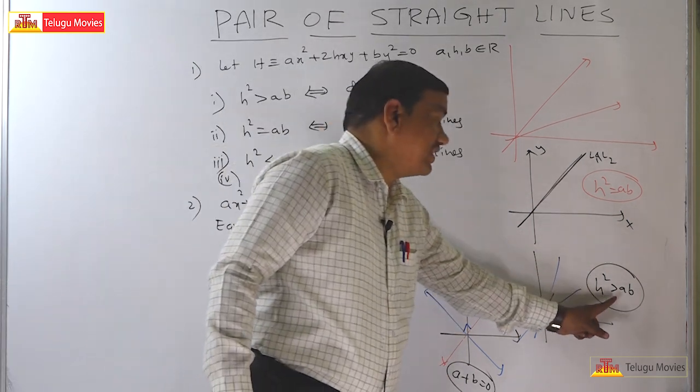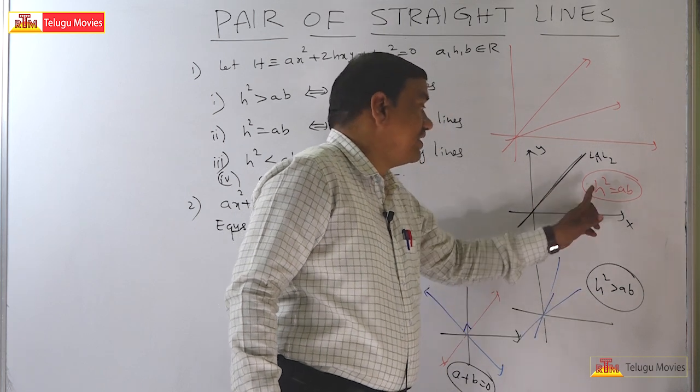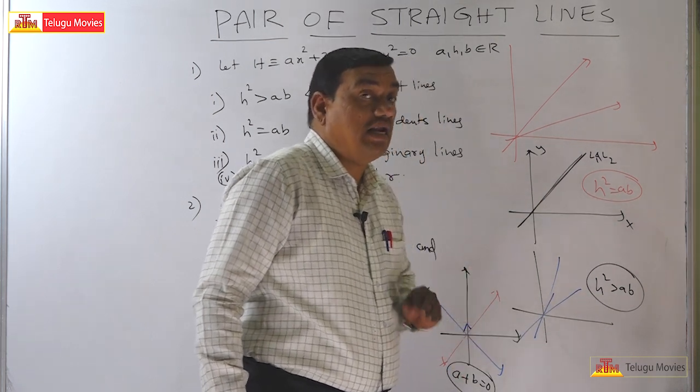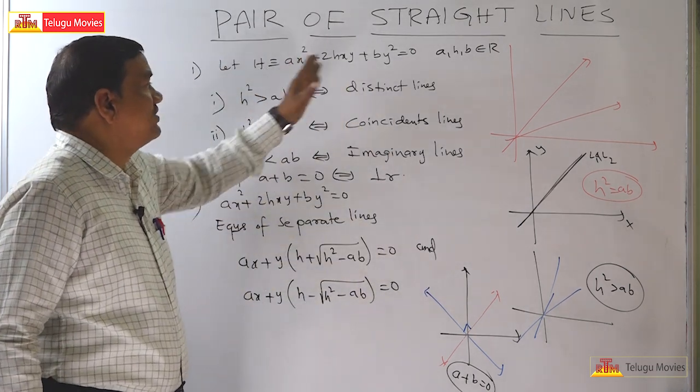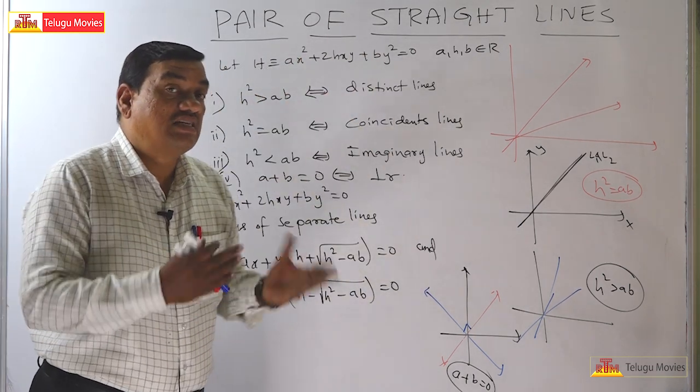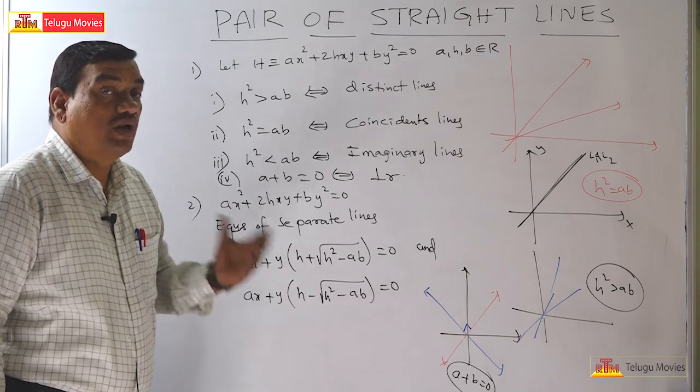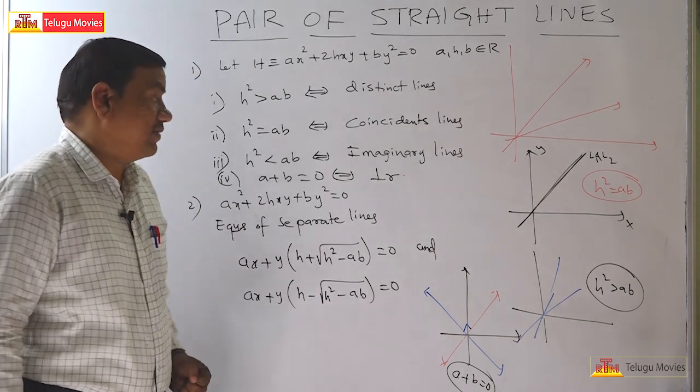If h square is greater than ab, the lines are distinct. If h square is equal to ab, the lines coincide. If a plus b, that means the x square coefficient and y square coefficient, their sum is equal to 0, the two lines are perpendicular to each other.